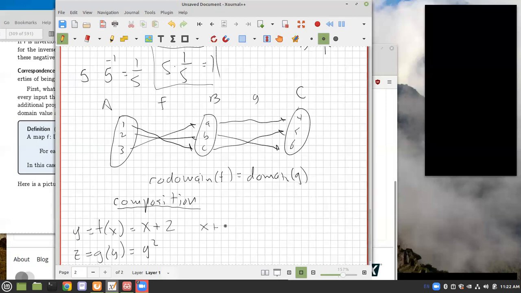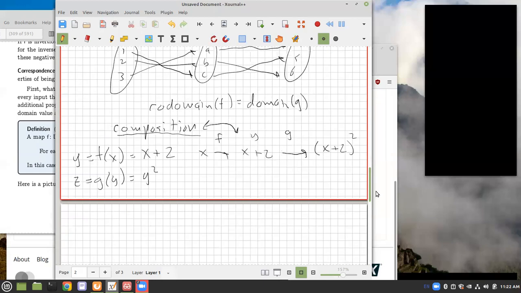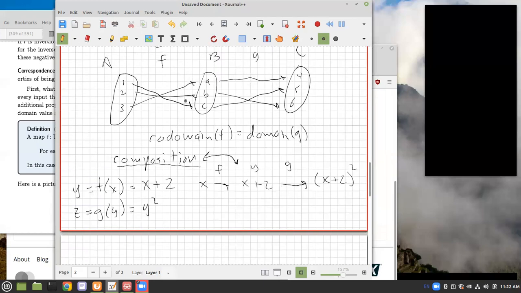So x goes to x plus 2 for numbers, and this is sort of the y for f. And then we're going to take this y and make it go to x plus 2 squared. This is G. And this idea of substituting one formula into the other goes by the name of composition. And it's really the same idea as this one here, except here we're not so much interested in formulas and numbers, because our sets are going to be vector spaces eventually. And here we have sets of different numbers.